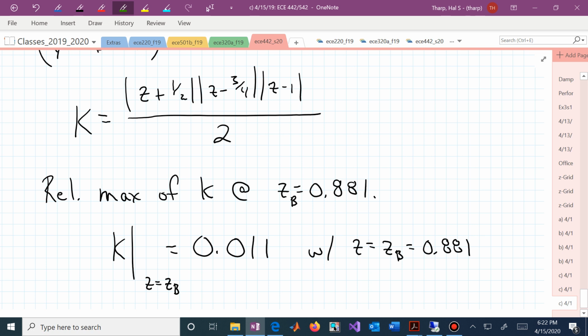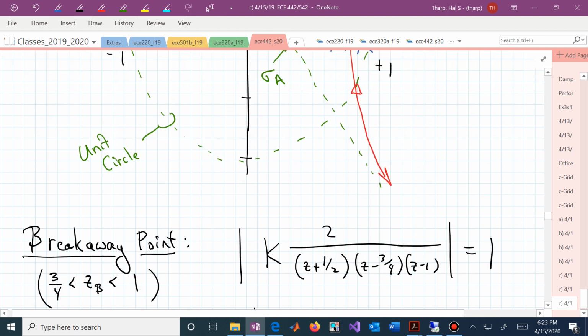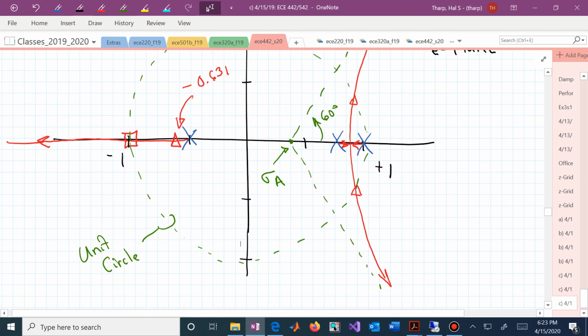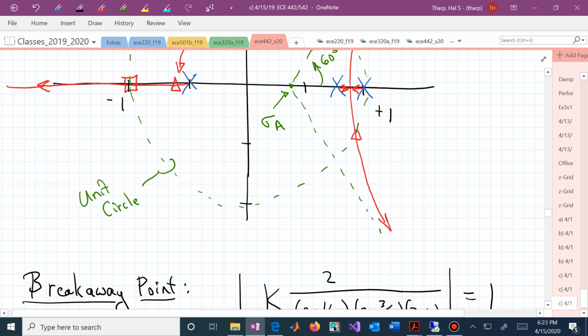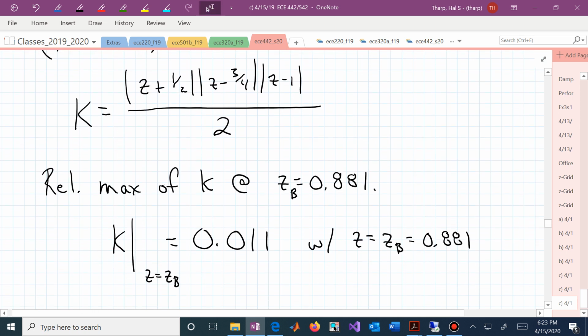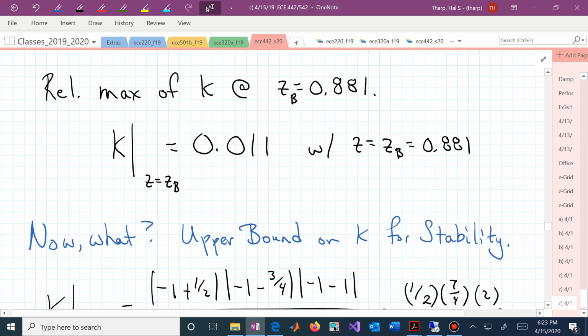So as we're adjusting this knob, it doesn't take much adjustment on k to get us to the breakaway point. So we're going from 0 up to 0.01, and at that value of gain k, we have 2 real equal poles on the real line to the right of the origin. We have another pole to the left of minus 1/2, and it didn't take very much gain increase to get us to that location before the poles started to break away. We can now try to figure out what's our upper bound on k for stability.